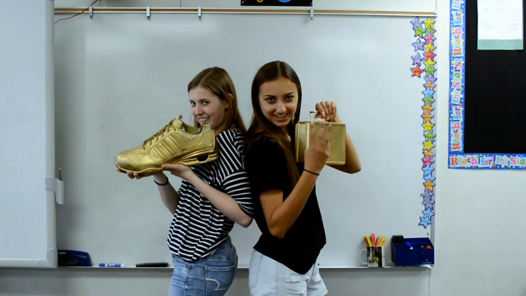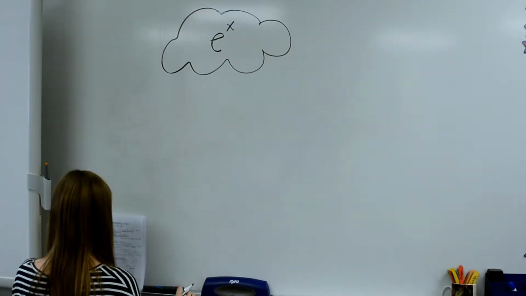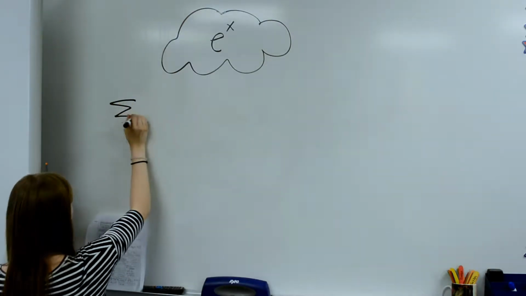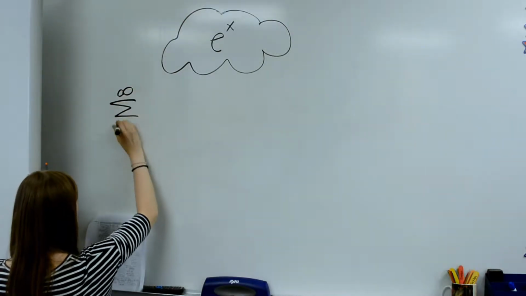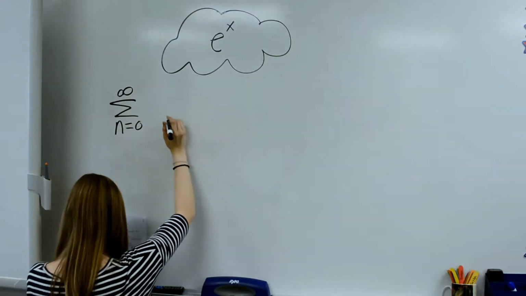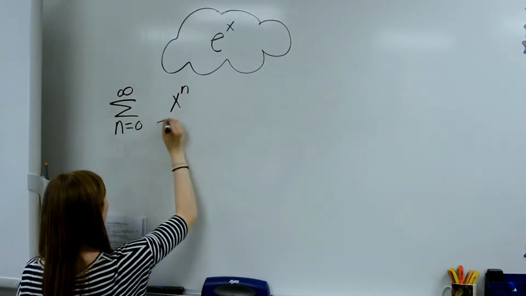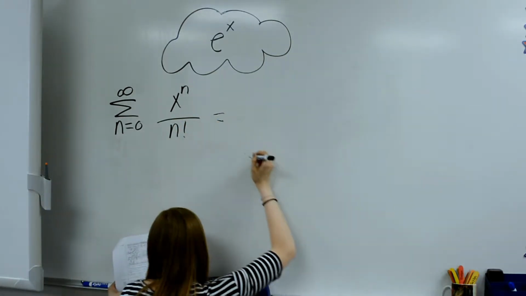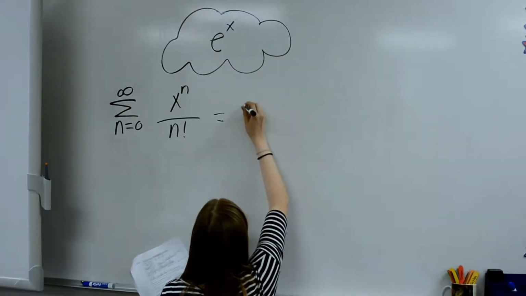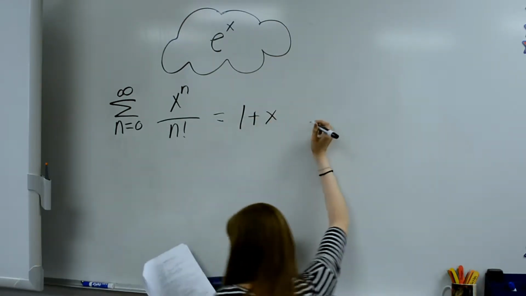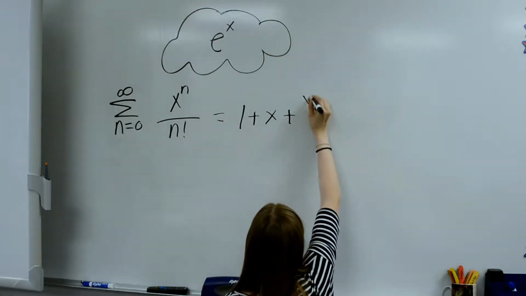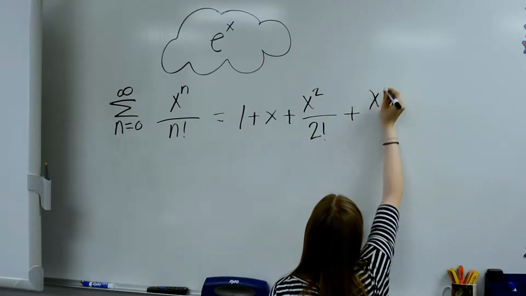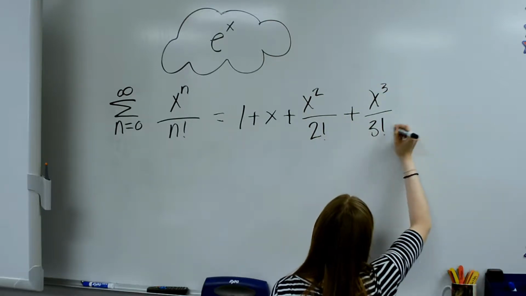Number 3! The third Taylor series you should memorize is e to the x. The general term for this is the summation to infinity when n equals 0 of x to the nth power over n factorial. So basically it's going to end up being 1 plus x plus x squared over 2 factorial plus x to the 3rd over 3 factorial, and so on.